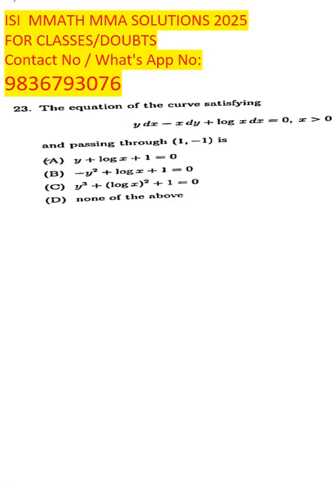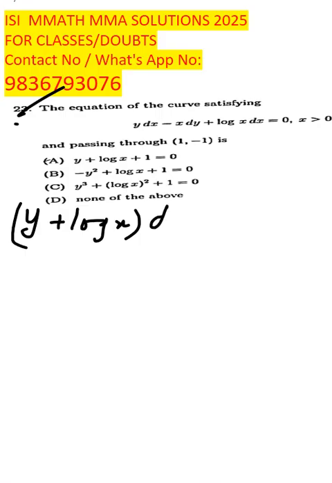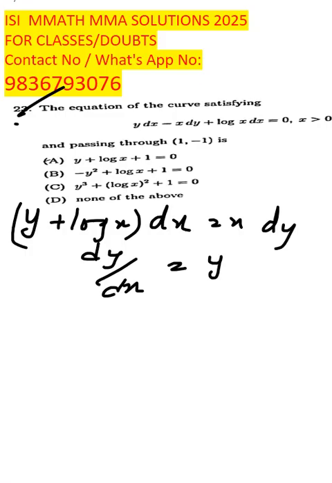और उस सीरीज में हम लोग आ चुके हैं क्वेश्चन 23 में। तो यहाँ पे इक्वेशन ऑफ द कर्व सेटिस्फाइंग दिया गया है, पासिंग थ्रू दिस हमको ये बोलना है। तो अगर हम लोग ये रीअरेंज करके लिखे, तो फिर (y + log x) dx = x dy और dy/dx = (y + log x)/x. So this is a first order linear.